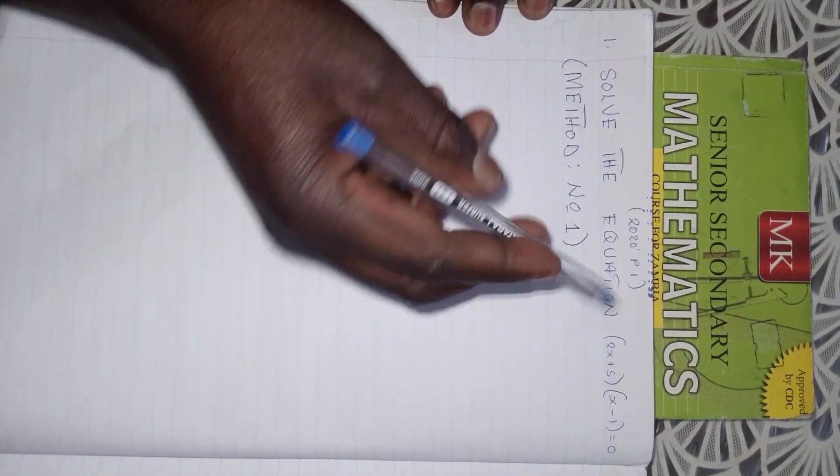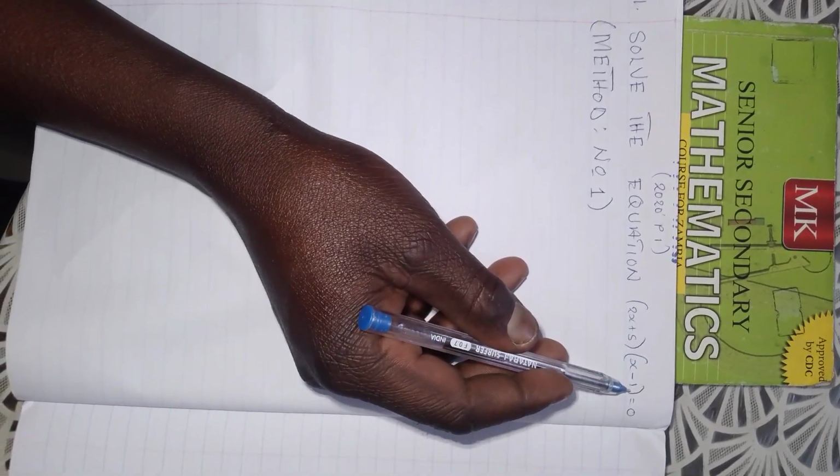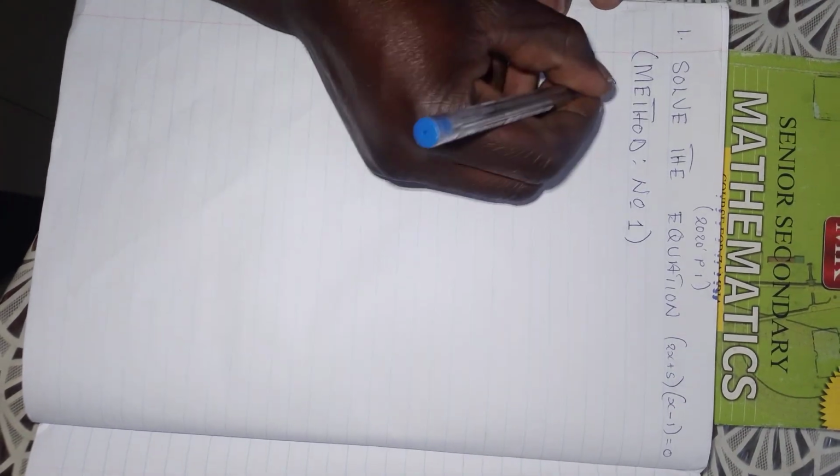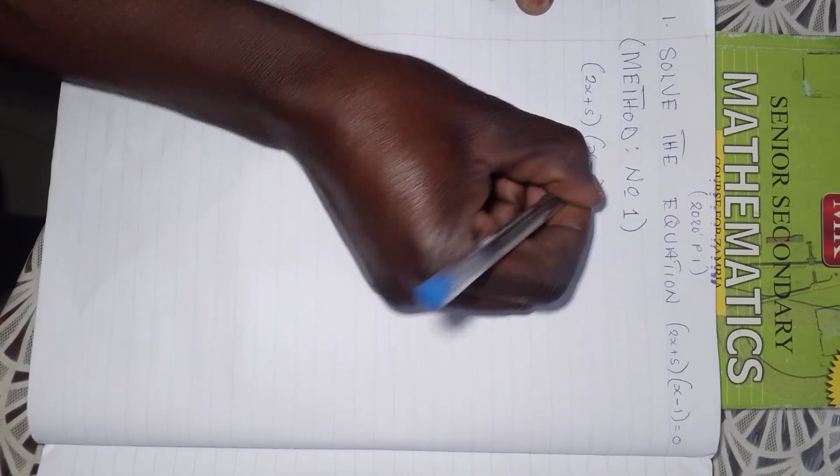The question reads: solve the equation (2x + 5)(x - 1) = 0, 2020, paper 1. First thing, we'll use method number 1. Copy the question the way it is: (2x + 5)(x - 1) = 0.